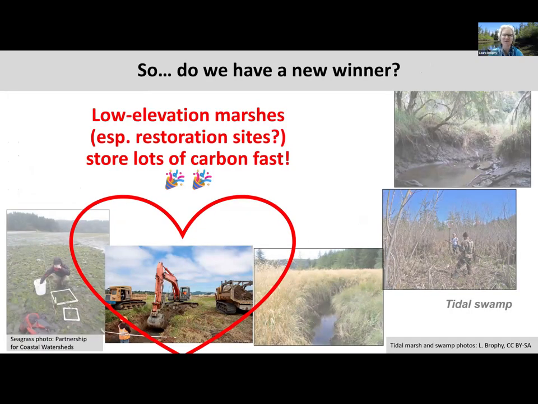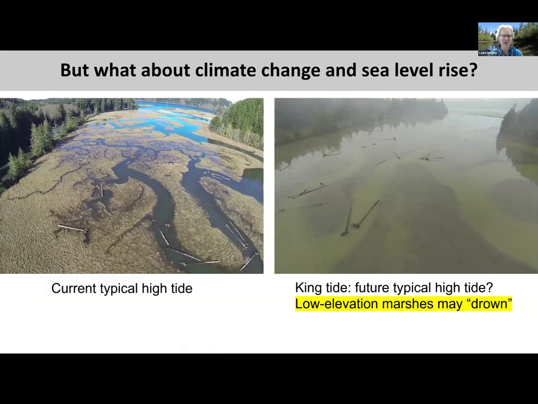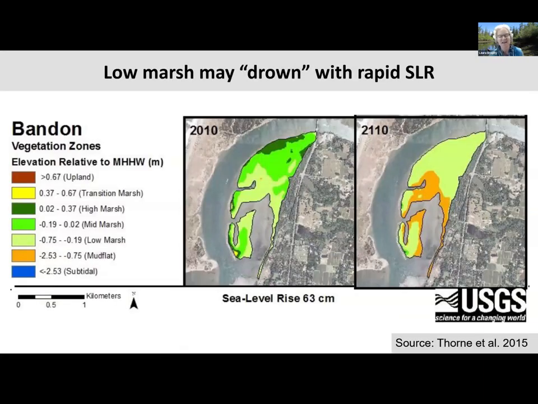So do we have a new winner? Low elevation marshes instead of high elevation swamps. They store a lot of carbon very fast. But there's a big caveat. What about climate change and sea level rise? We do have to think about potentially drowning of our tidal wetlands.